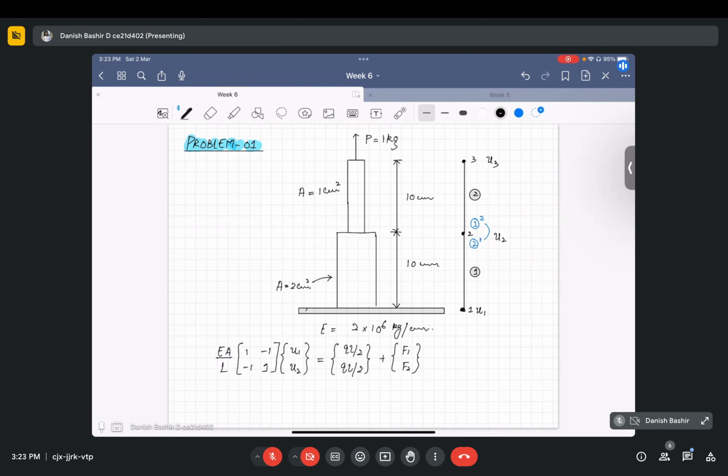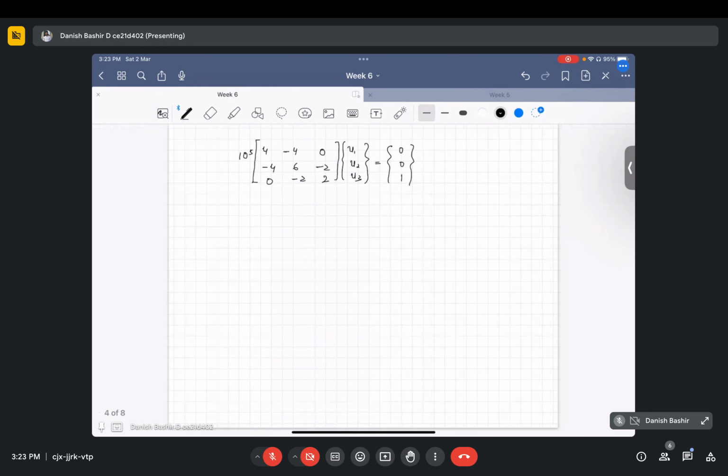So we can see that here this side is fixed. So there will be no displacement, this node is fixed, that is u1 is equal to 0. So our boundary condition is u1 is equal to 0. When we put this u1 equal to 0, what we have to do, it will be 10 to the power 5, again 4 minus 4 0, minus 4 6 minus 2, 0 minus 2 2.